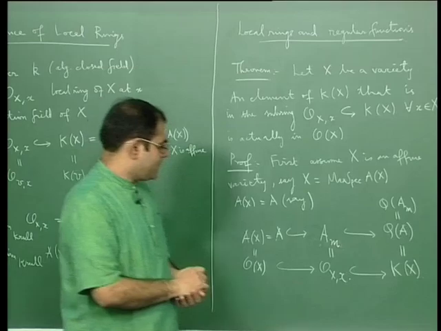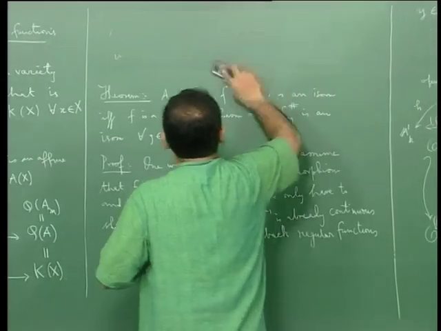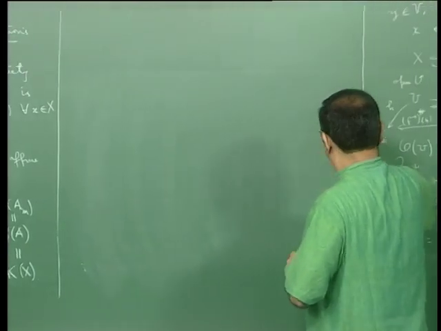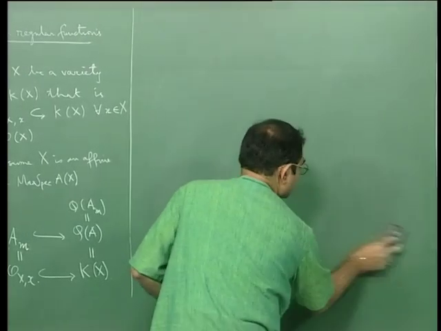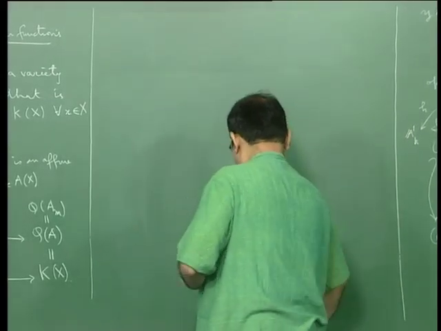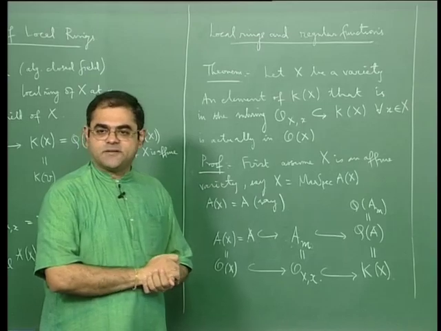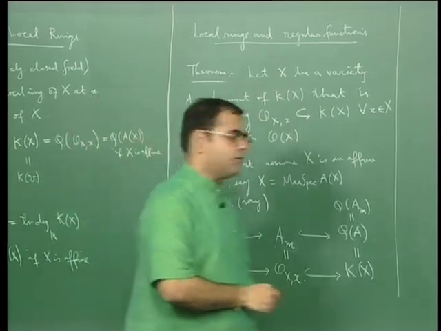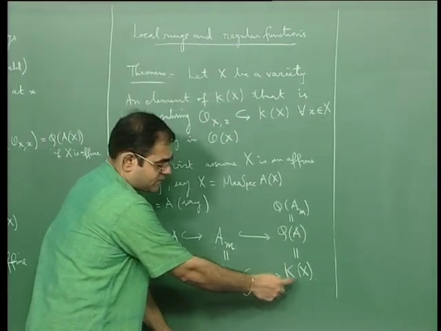And now what is given to me is a rational function. This is a little bit of simple commutative algebra, but the point I want to make is that whatever simple commutative algebra we're doing is beautiful enough to give us this result. All right. So you start with the rational function here.